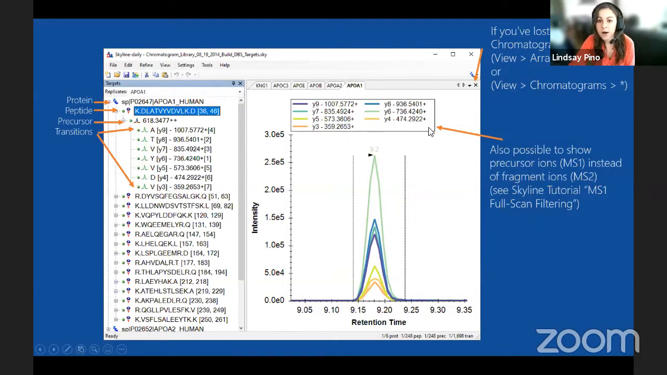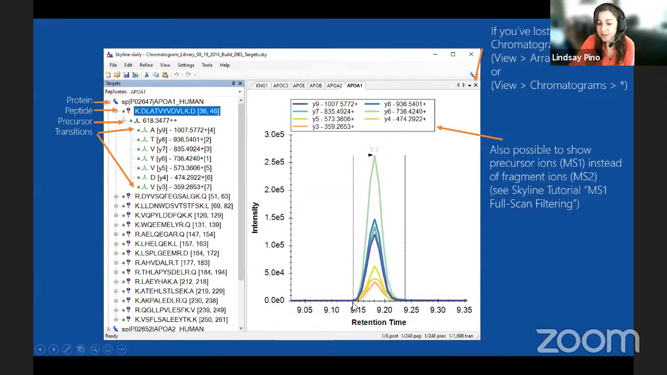The fragments are also shown in the chromatogram pane. So each one of these different color traces is a different fragment ion of the peptide that I have selected on the left. You can see the colors correspond to all of the different fragment traces in the chromatogram. You see retention time on the horizontal axis and intensity on the vertical axis.